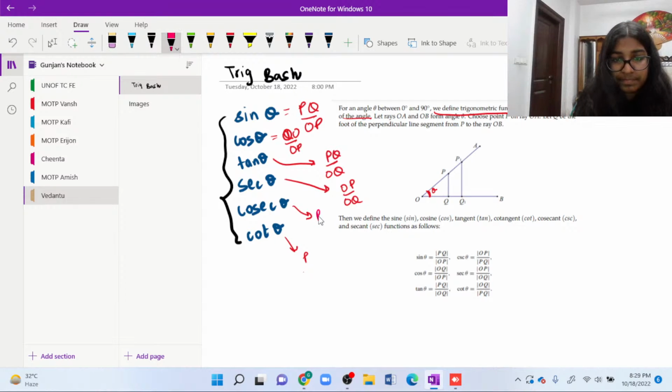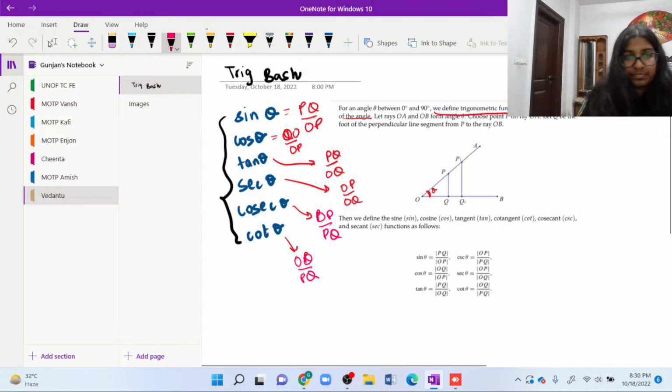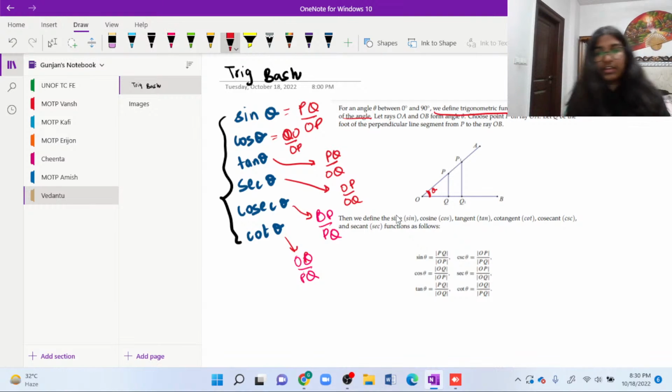this to be OP by PQ, and this to be OQ by PQ. And that's how they're defined.